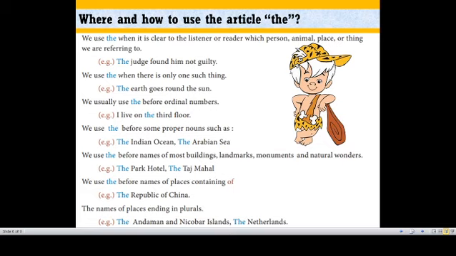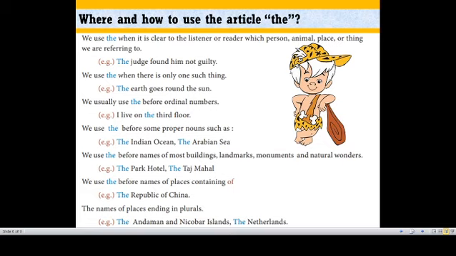We use 'the' before names of most buildings, landmarks. So famous buildings, famous books or magazines, landmarks, monuments, natural wonders, இதுக்கு முன்னாடிலாம் we must use the definite article 'the': the Park Hotel, the Taj Mahal and the Himalayas. Okay, so in this way before all these words we have to use 'the'.